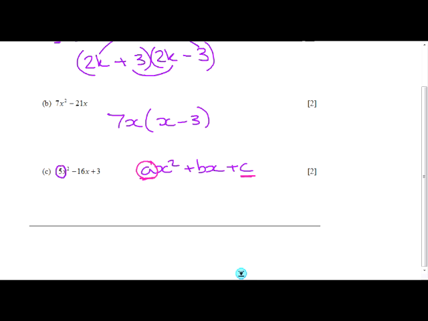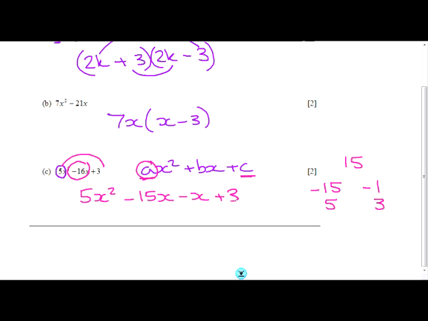So in this case, 5 times 3 would be 15. So what are the factors of 15? So we have 15 and 1, and we have 5 and 3. So which of these factor pairs can I make a negative 16 from? So that's going to be like that. So I'm going to rewrite this question as this. So 5x squared, instead of minus 16x, I'm going to write minus 15x minus 1x plus 3.